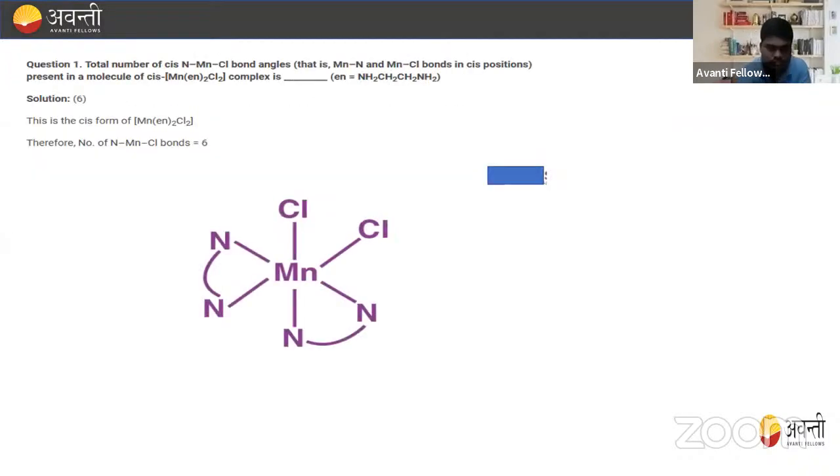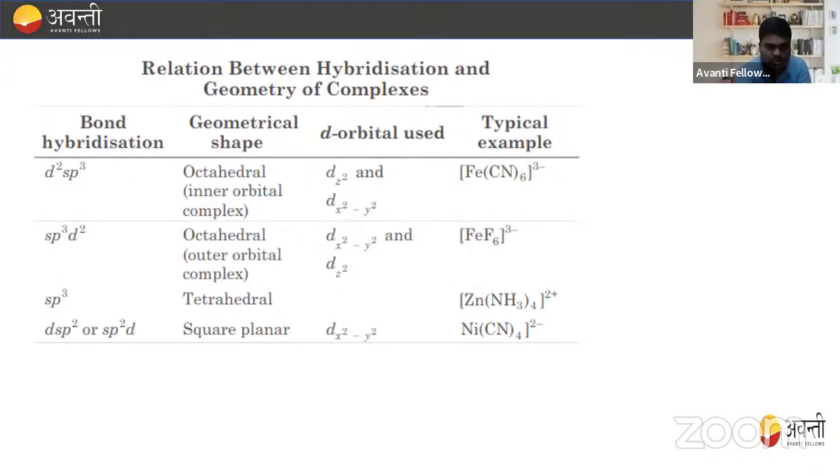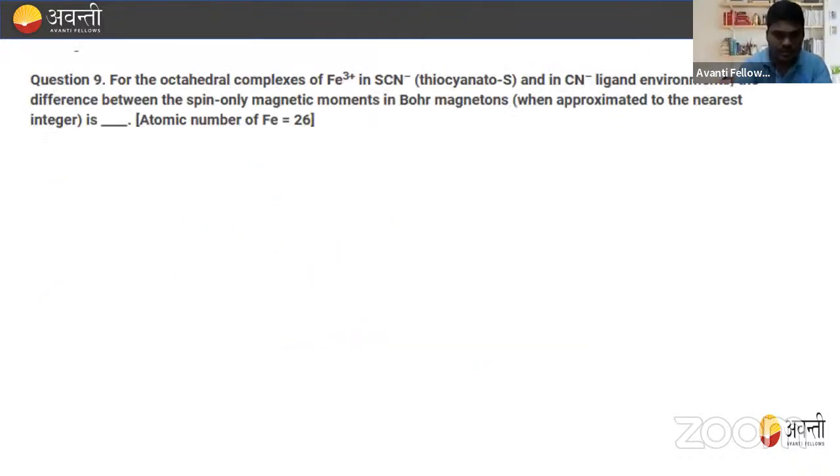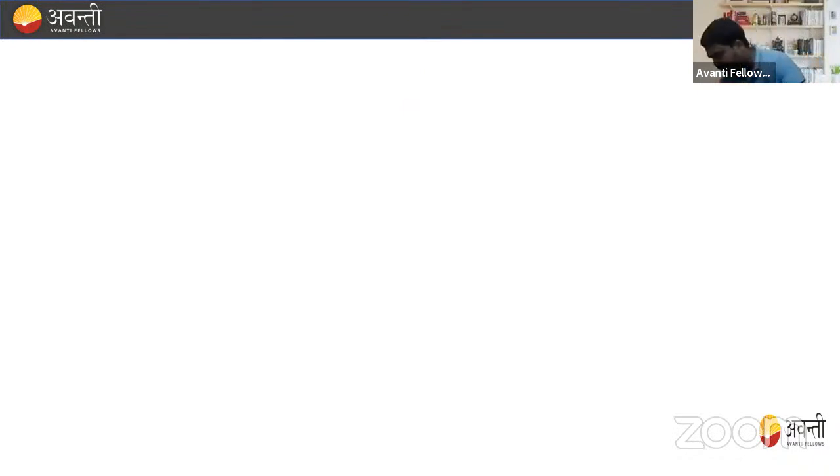Now, this is all about the VBT theory. So let's do some questions related to VBT theory so that you can understand this as well, and after this we will discuss some PYQ questions. For example, by using VBT theory, if you want to predict the shape of the following complexes, how will you predict it? Let's see how you predict the shape using VBT theory.